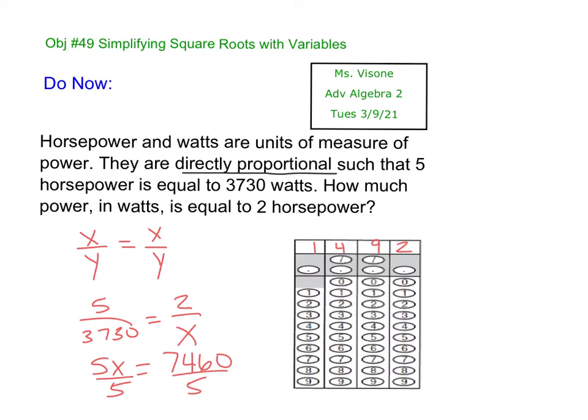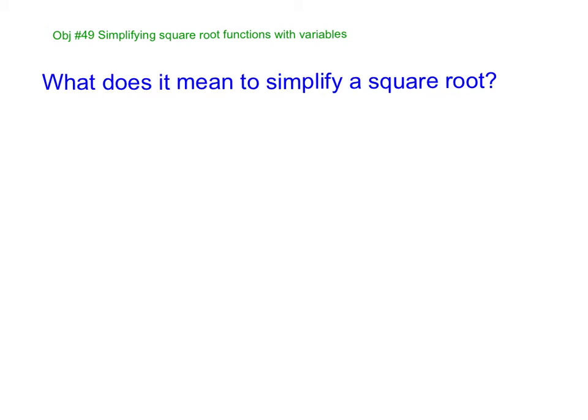That's it. Now, you probably didn't do it the way I did it. Most kids just say, oh, 3730 divided by 5 times 2. You can kind of just logically figure it out. But whenever direct proportional is a fraction equaling a fraction.